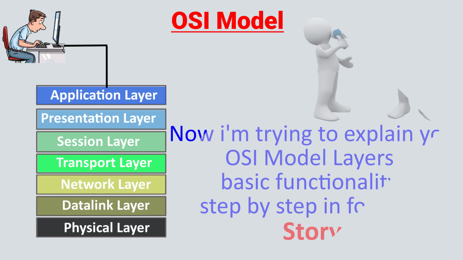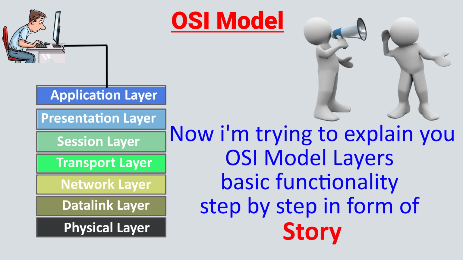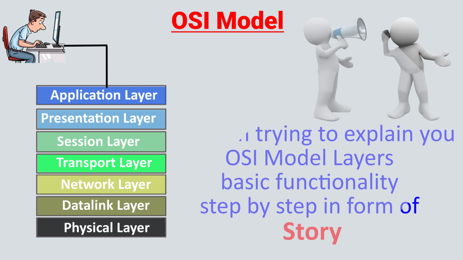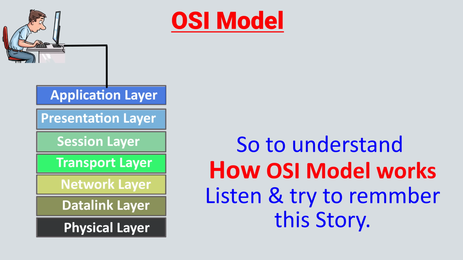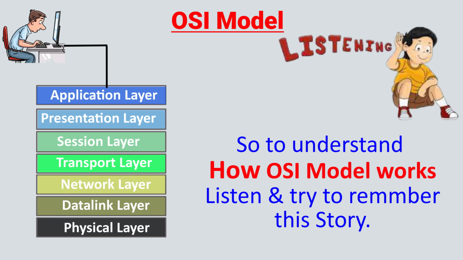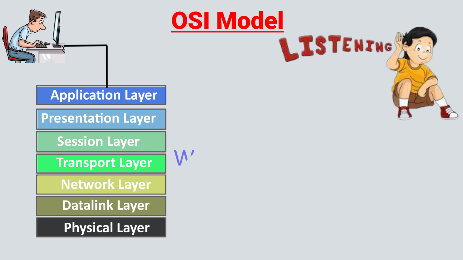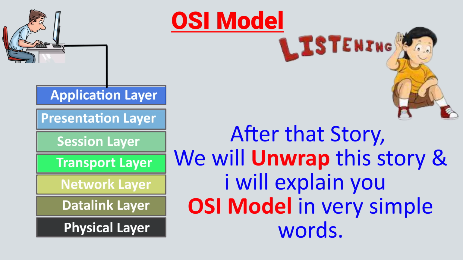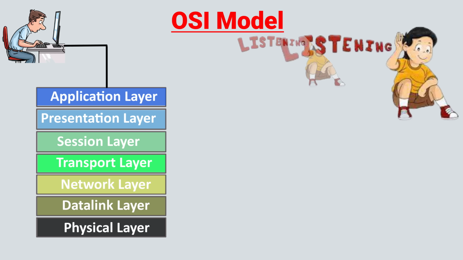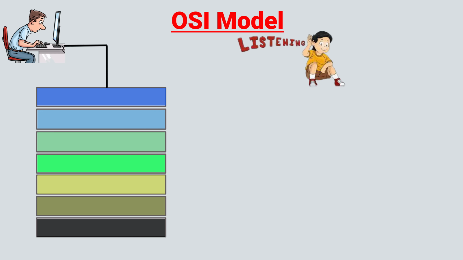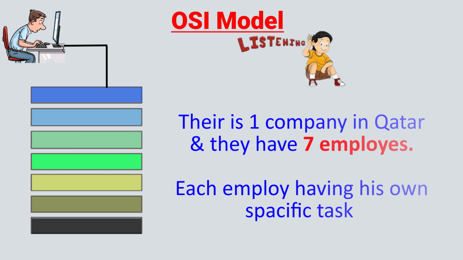Now I'm going to explain the OSI model layers' basic functionality step by step in the form of a story. So to understand how OSI model works, listen and try to remember this story. After that story, we will unwrap it and I will explain the OSI model in very simple words. So let's start. Just assume there is one company in Qatar and they have 7 employees, each employee having his own specific task.